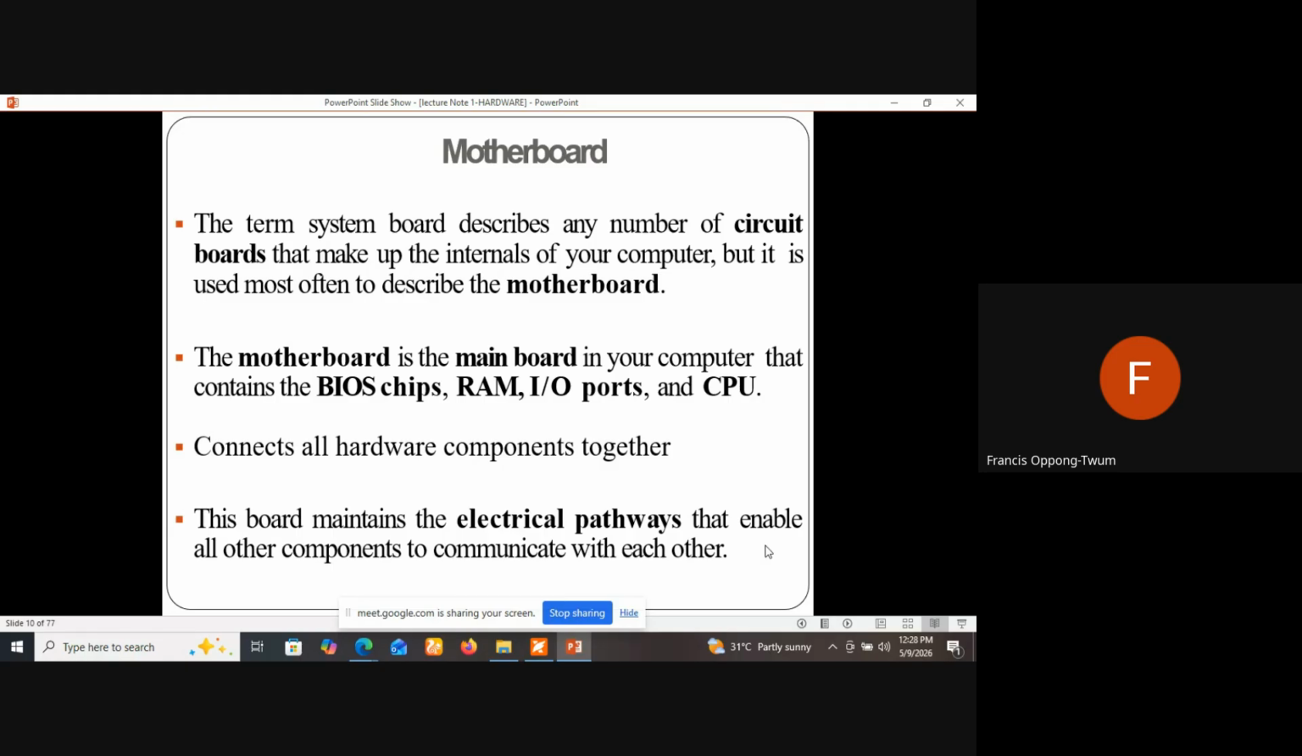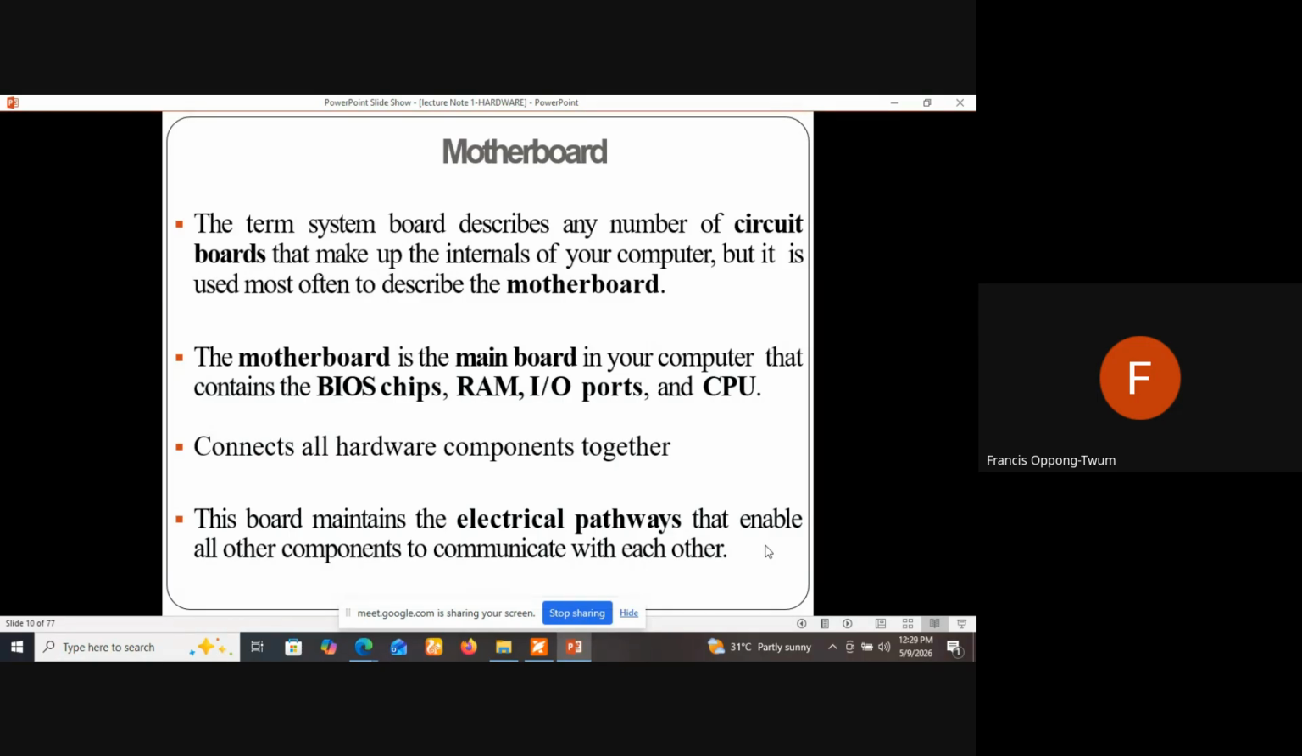When we mention the motherboard, what is the motherboard? We are saying that the motherboard describes any number of circuit boards that make up the internals of your computer, and it is used most often to describe what we call the motherboard. The motherboard is regarded as the main board in your computer. Today we are just trying to do the identification. In the subsequent lectures, we will take the motherboard as a topic and discuss it in detail.